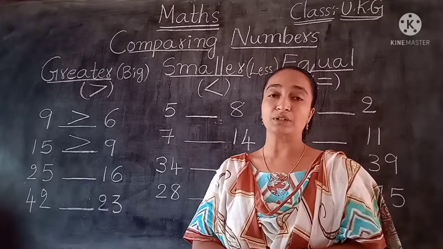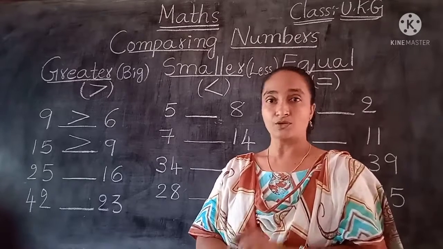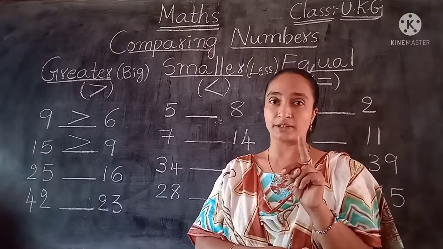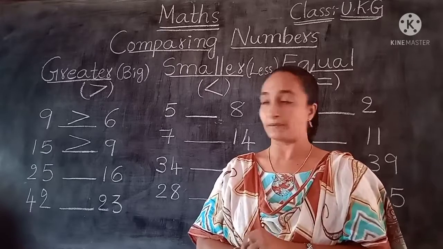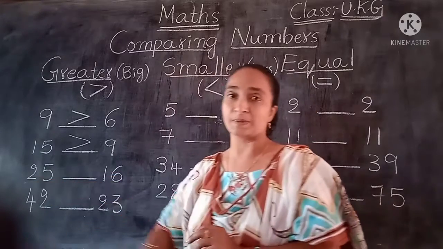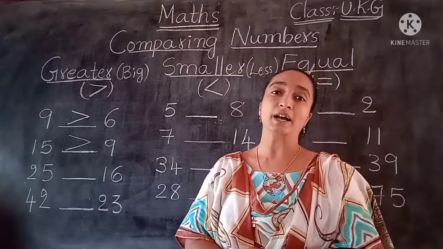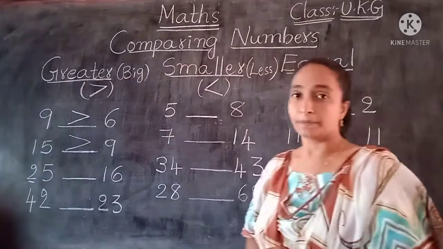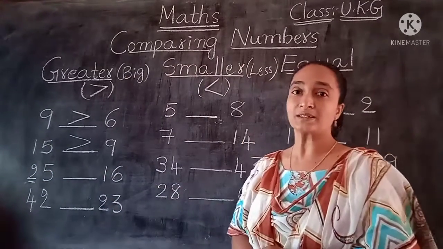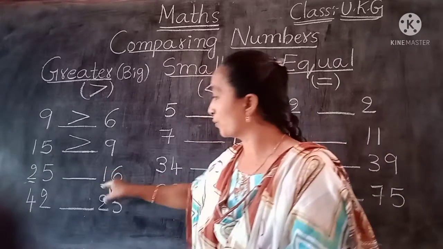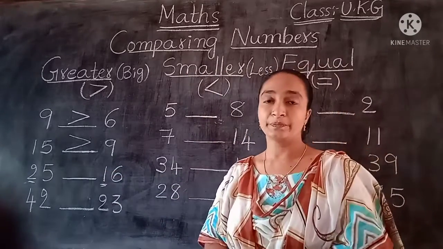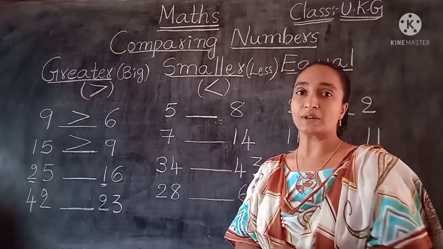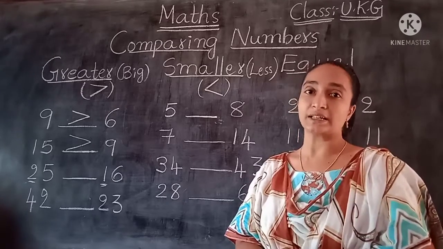First we have to check the tens place. Two digits are there, ones place and tens place. Don't check the ones place. Go to the tens place first. In the tens place what do we have? 2. And on this side, what is the tens place? 1. Now leave the ones place. Don't care about the ones place. First check only the tens place.